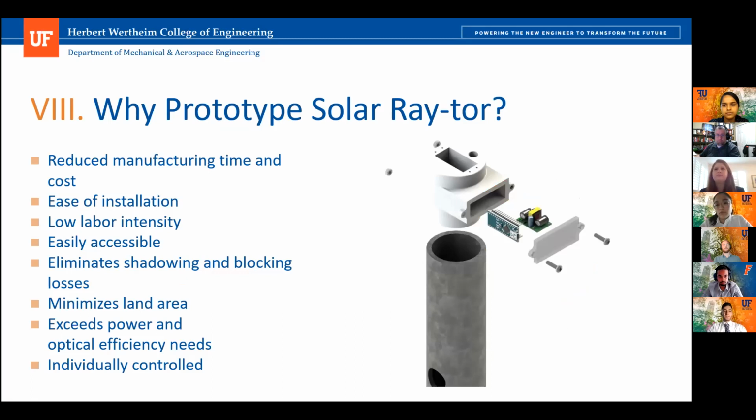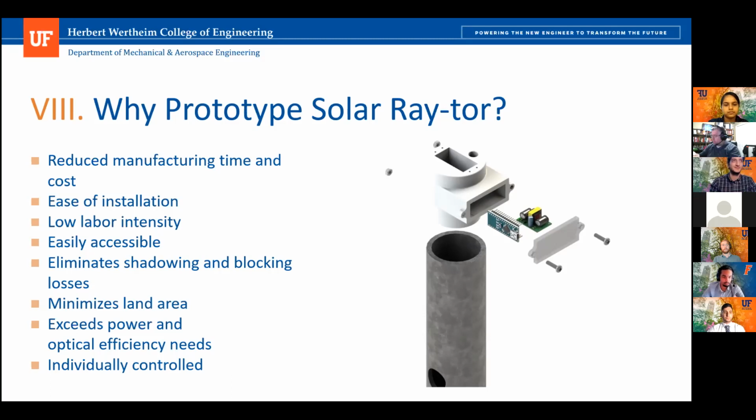Thank you, Moxa. So now we're going to go over some reasons why to prototype the solar radiator. The solar radiator's module design reduces manufacturing time and cost, as mentioned before, because most of the parts are OTS. The design has ease of installation and low labor intensity due to the pedestal being staked into the field and the parts being easily assembled. All the electronics are easily accessible for maintenance while also being protected from the weather conditions, such as wind, rain, hail. I'm going to pass it on to Mohammed for the rest of them.